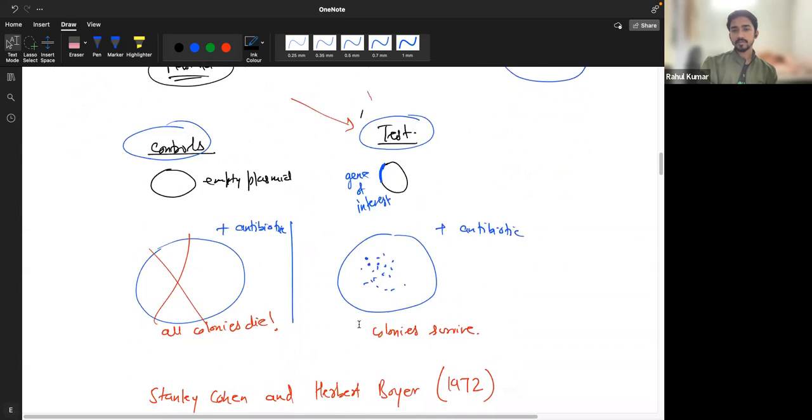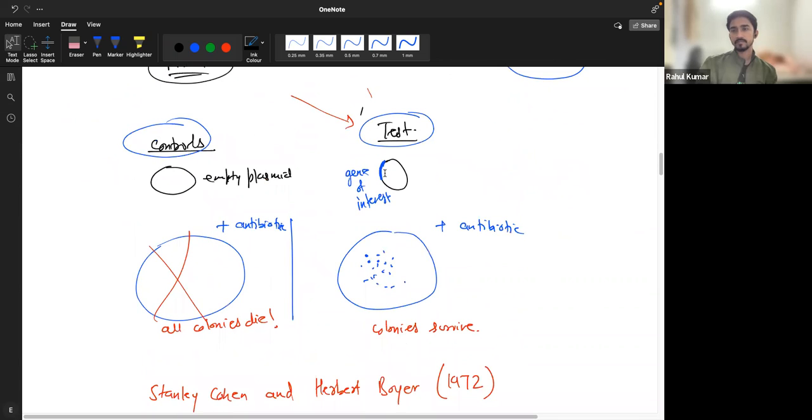We are checking for the gene of interest, our gene, which we have put, but we also know that it has been put along with a marker gene. So we just have to check for the marker. And if the marker gene is there, then our gene also must be there, correct?